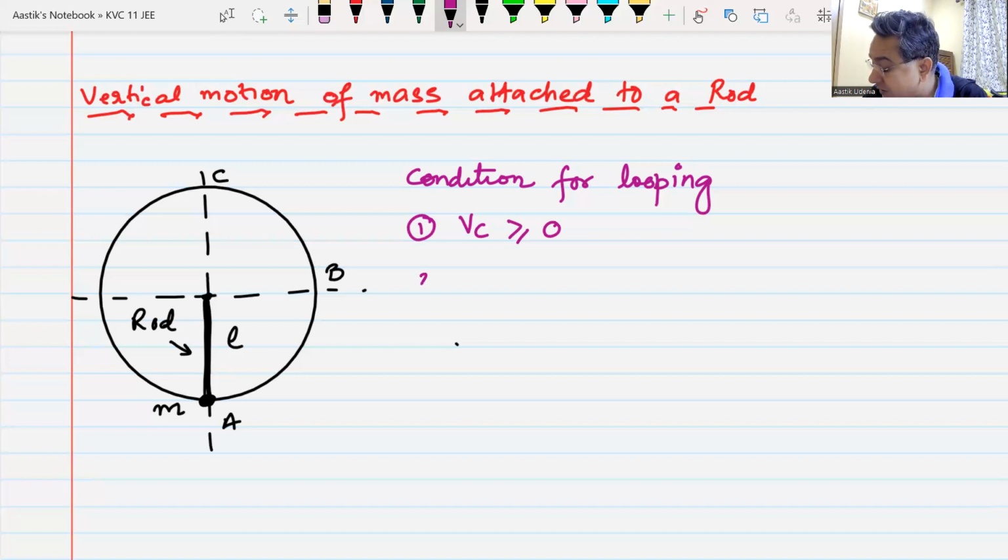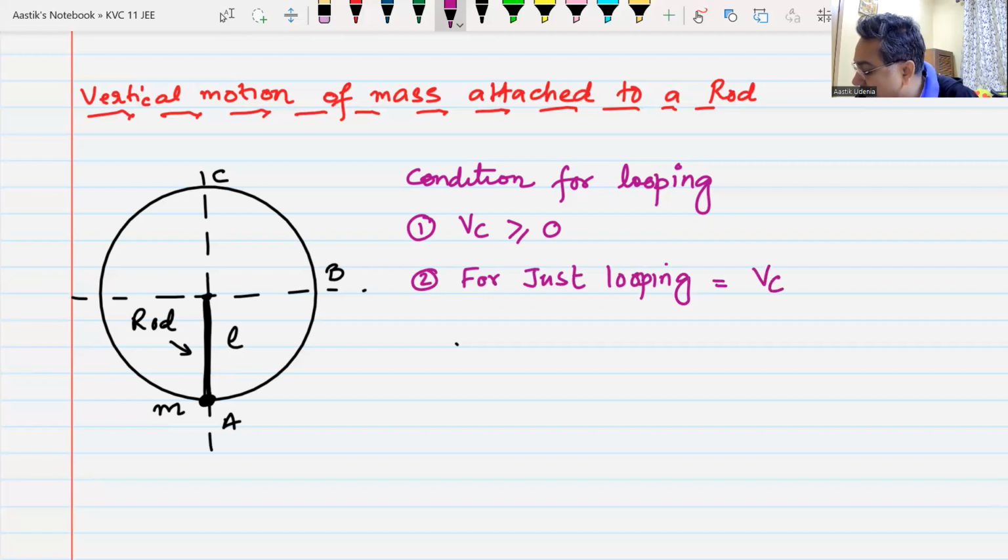For just completing the loop, for just looping, the condition becomes velocity at point C equal to 0. That becomes the condition of looping in this case.